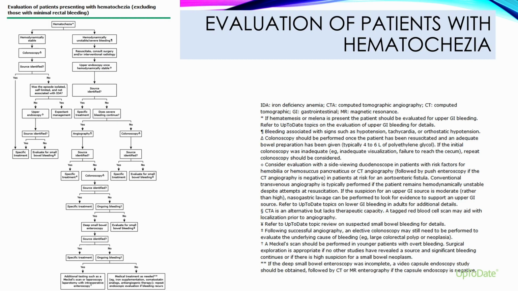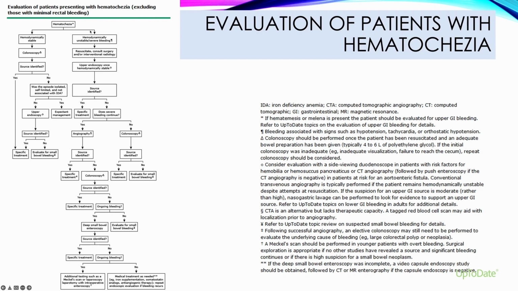This is the algorithm for patients with hematochezia. Now, this is excluding those with minimal rectal bleeding. So if you just have a tiny streak when you wipe on your paper, this is not the algorithm for you, okay? But for frank hematochezia, the first thing we want to assess is hemodynamic stability. If our patient's stable, we do a colonoscopy. If the source is found, we treat it. If it's not, we have to consider other things, including upper endoscopy and then small bowel.